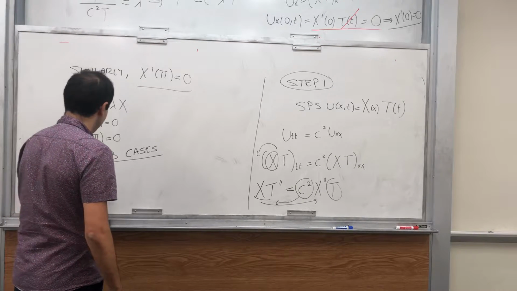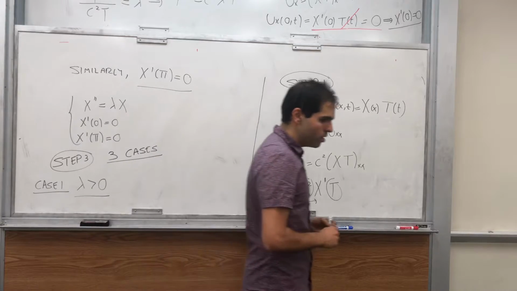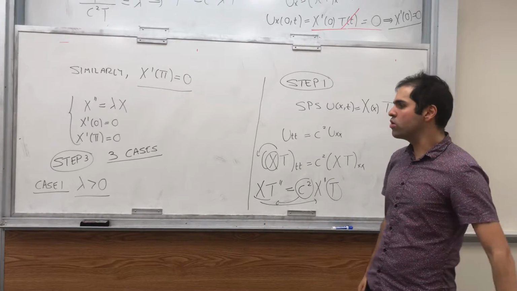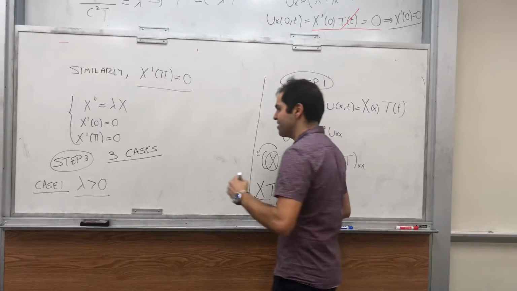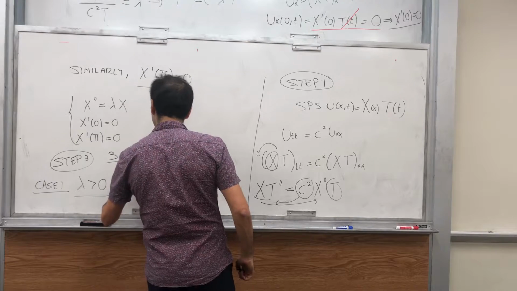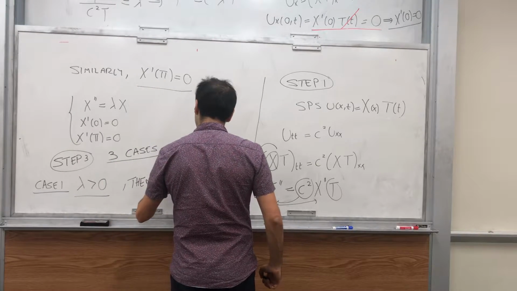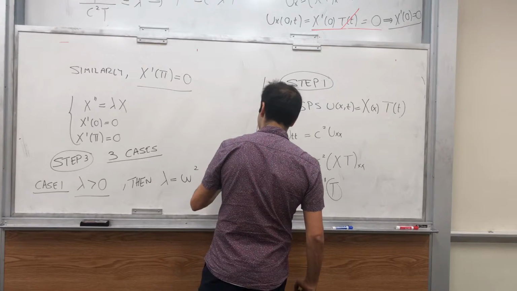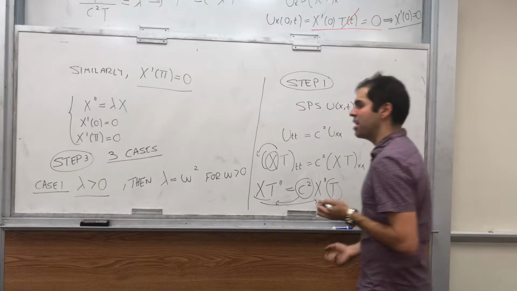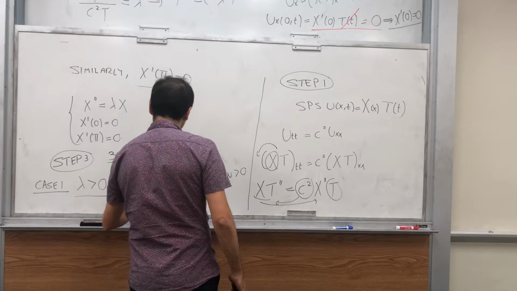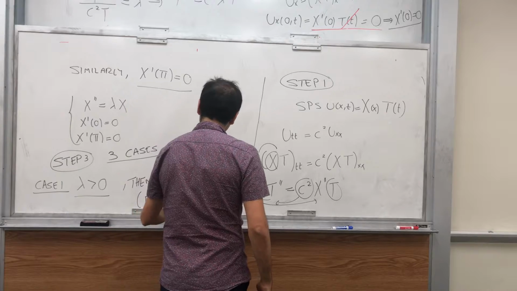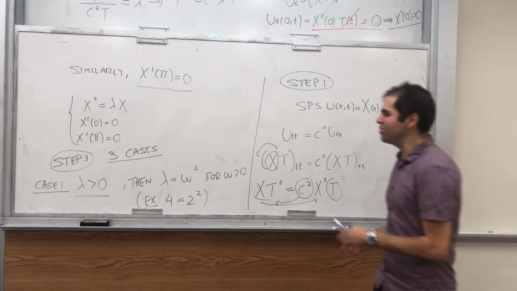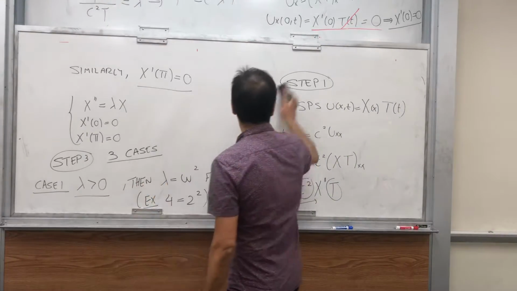Suppose lambda is positive. Now, you could just do it with lambda, but you get ugly square roots. So let's simplify our task a little bit. Because it's positive, we know it's the square of something. Then lambda equals omega squared for omega positive. Let me give you an example. If lambda is 4, well, you can write this as 2 squared. So lambda would be 4, omega would be 2. And you can do this for whichever value you like.